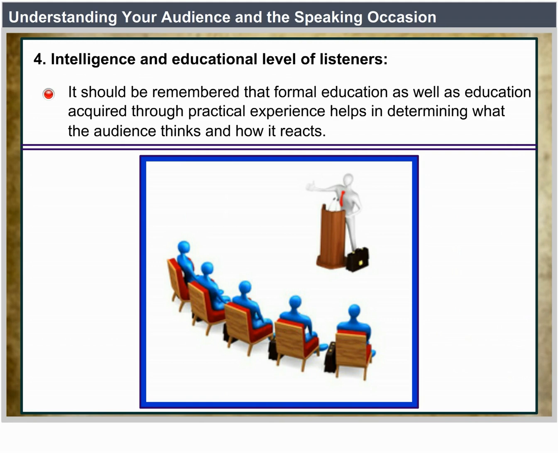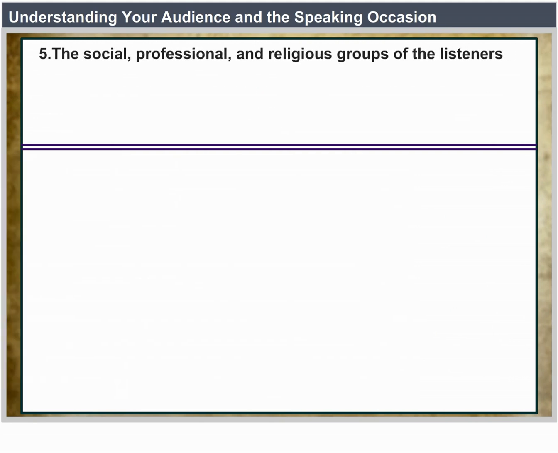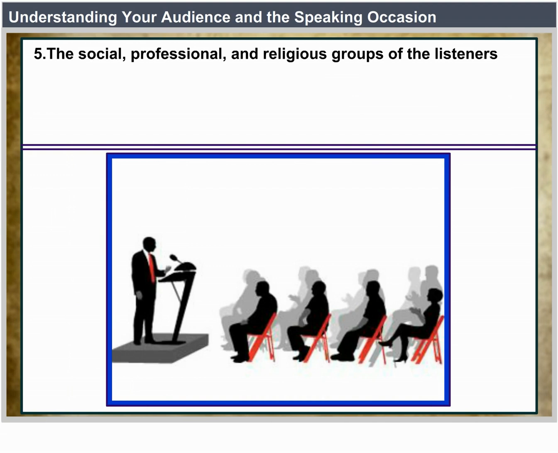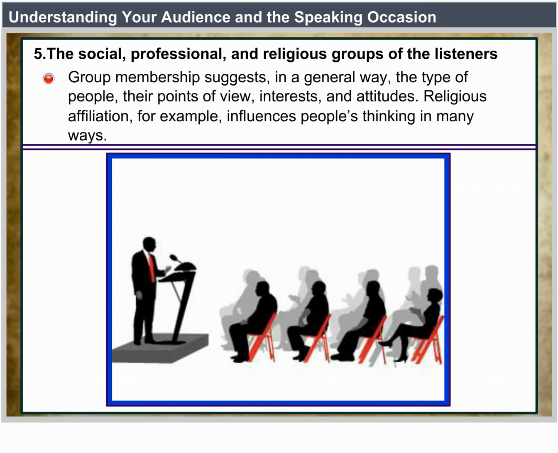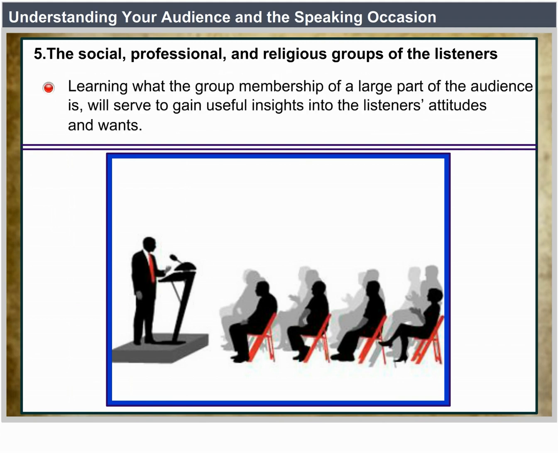5. The social, professional and religious groups your listeners belong to. Group membership suggests in a general way the type of people, their points of view, interests and attitudes. Religious affiliation, for example, influences people's thinking in many ways. Learning what the group membership of a large part of the audience is will serve to gain useful insights into the listeners' attitudes and wants.